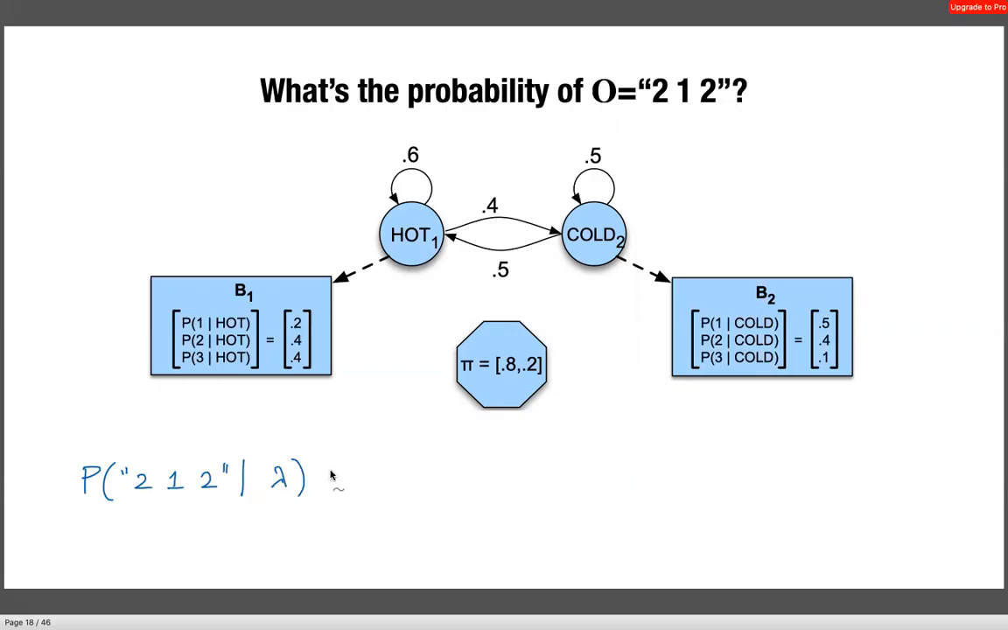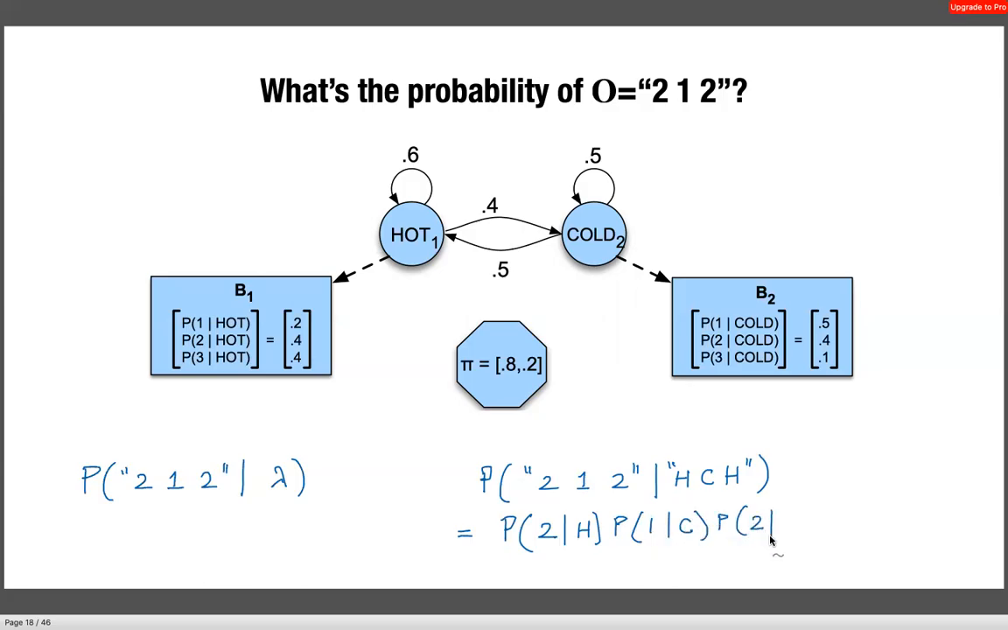Okay, so say that there's an oracle which tells you that the sequence of states that were traversed corresponding to 2-1-2 is actually hot, cold, hot. Then I'm interested in computing the probability of 2-1-2 given that I was in hot, cold, hot. And this is just the probability of 2 given hot times the probability of 1 given cold times the probability of 2 given hot. And why is it that I'm able to factorize it nicely like this? Because of the independence assumptions that are made in my first order HMMs.